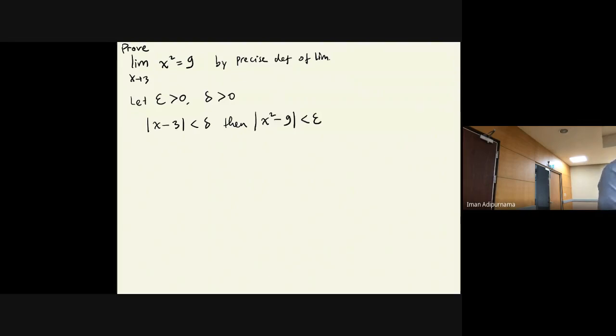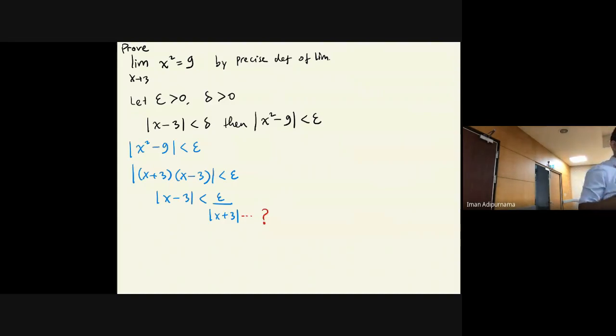Now we may start from epsilon. So x squared minus 9 is less than epsilon. We try to factorize this. We factorize into x plus 3 times x minus 3, right? And then what is happening now? Your expression becomes x minus 3 less than epsilon over x plus 3. I will write question marks here.